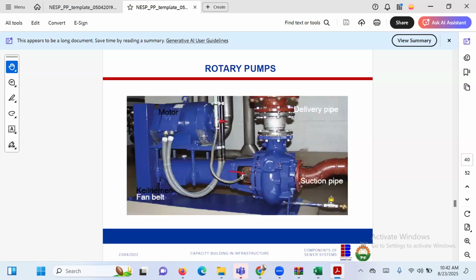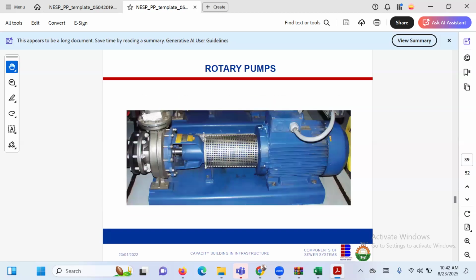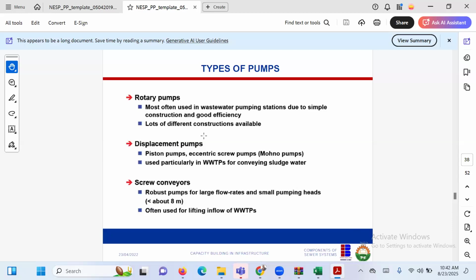Types of pumps we use in sewer or stormwater design. Okay, so it talks about rotary pumps. It says it's often used in wastewater pumping stations due to simple construction and good efficiency. Rotary pump. I can tell you that the Archimedes screw pump is also a form of rotary pump.